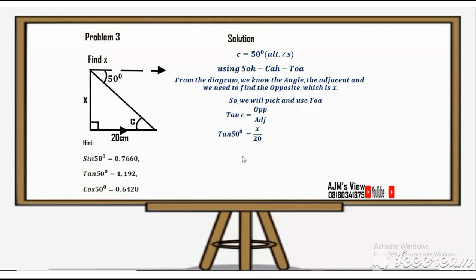Now in my next step, I have to cross multiply. If I do that, X stands alone and equals 20 tan 50 degrees. So remember from the hint given to us here, tan 50 degrees equals 1.192. That means in my next step, I will have X equals 20 times 1.192, and when you multiply, X finally becomes 23.84 cm, and that is the final solution to this problem.